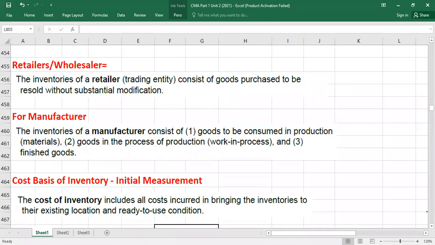Now we have some extra discussion. Obviously, we have 2 types of businesses. The first type of business is called retailers or wholesalers.